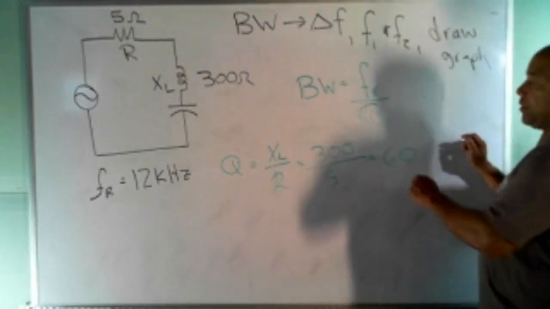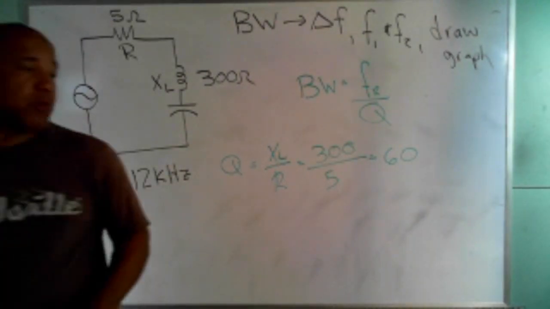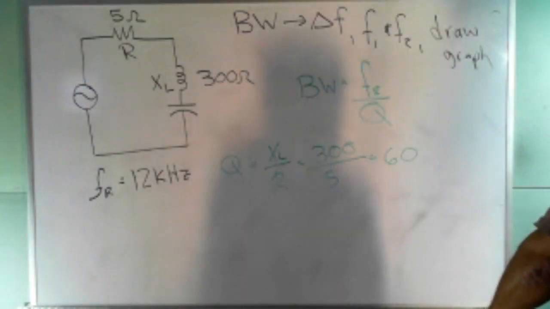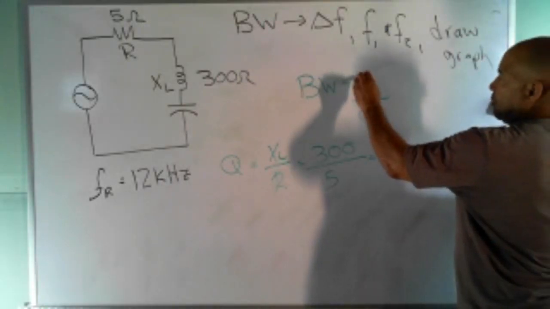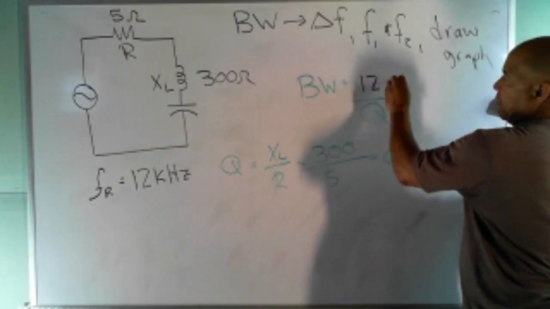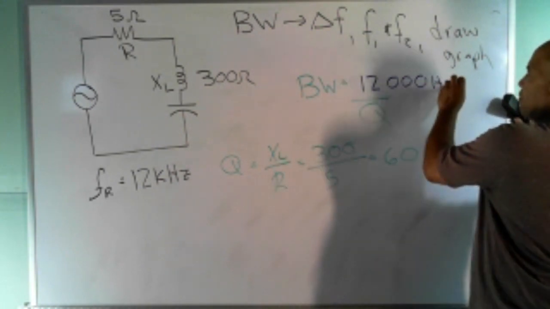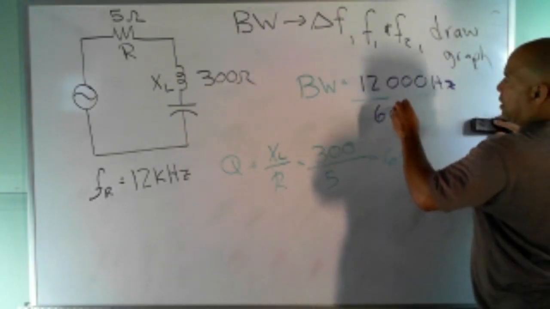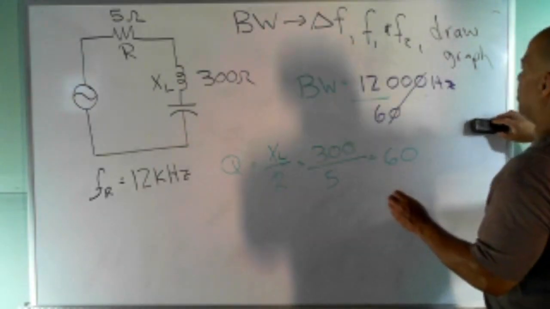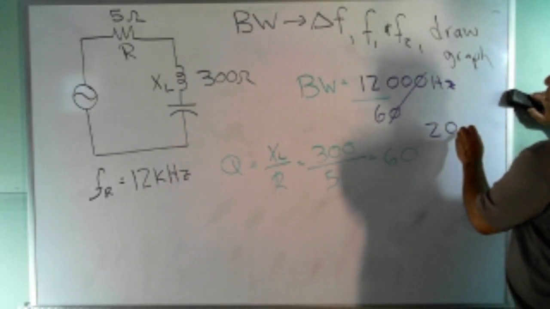We get 60 for Q. And so we can put that in that other formula, and we can get the bandwidth. We got 12,000 hertz. We got 60. So what's that going to be? Two zeros. Yeah. That's a tiny bandwidth.